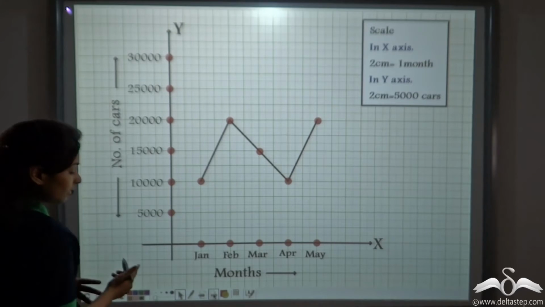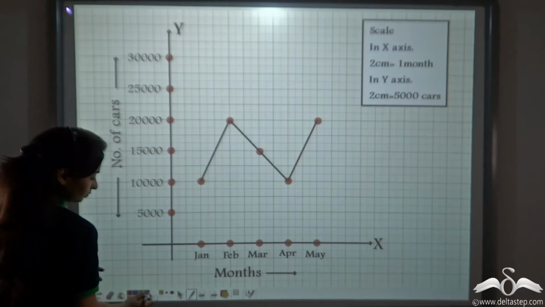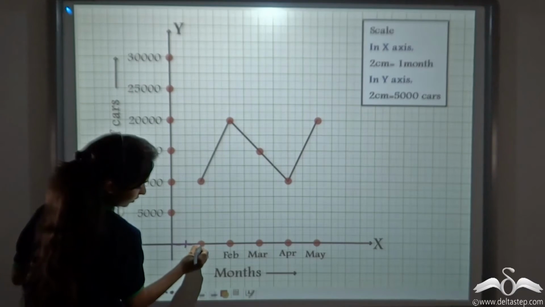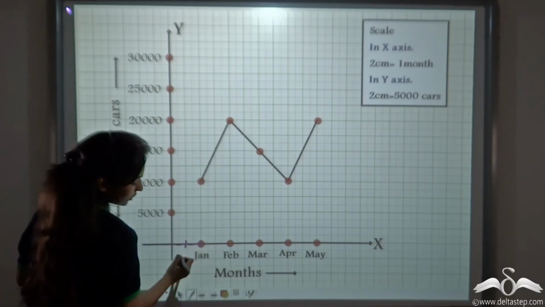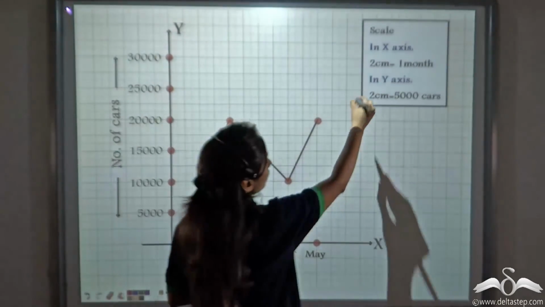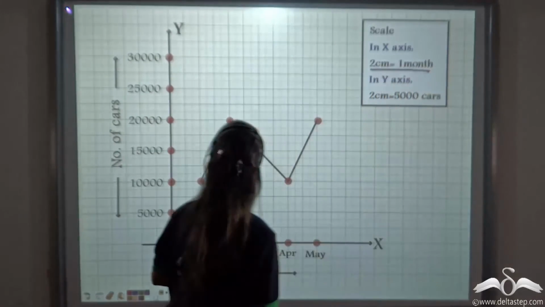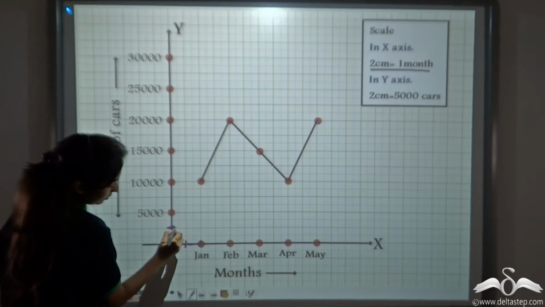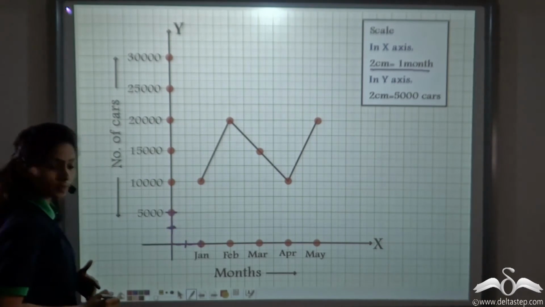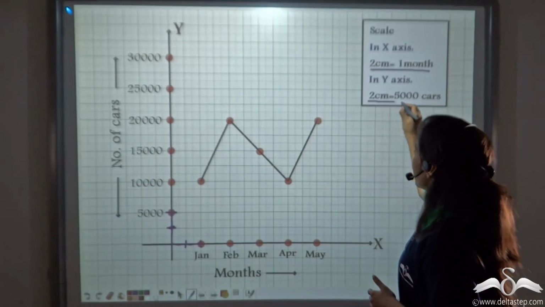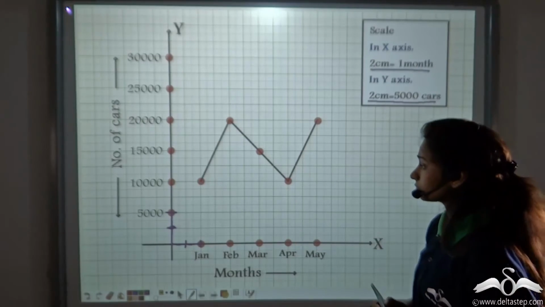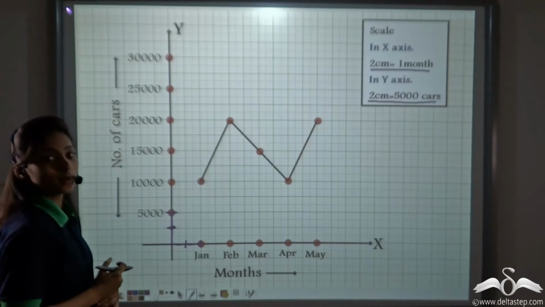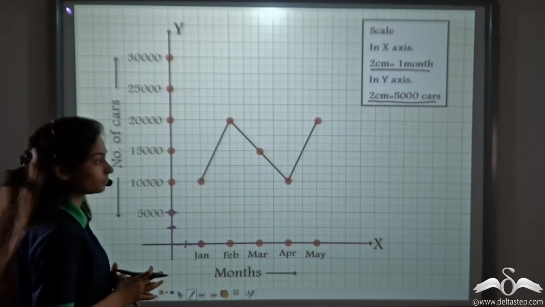So what scale have we taken? We have taken 1 centimeter, that is 1 box, and 2 centimeter, that is the second box. So 2 centimeter as 1 month on the x-axis. And what about the y-axis? We have taken 1 box, that is 1 centimeter, and the second box, that is 2 centimeter. So we have taken 2 centimeter as 5,000 cars. So drawing only the first quadrant on the graph paper gives us a better and clearer picture.